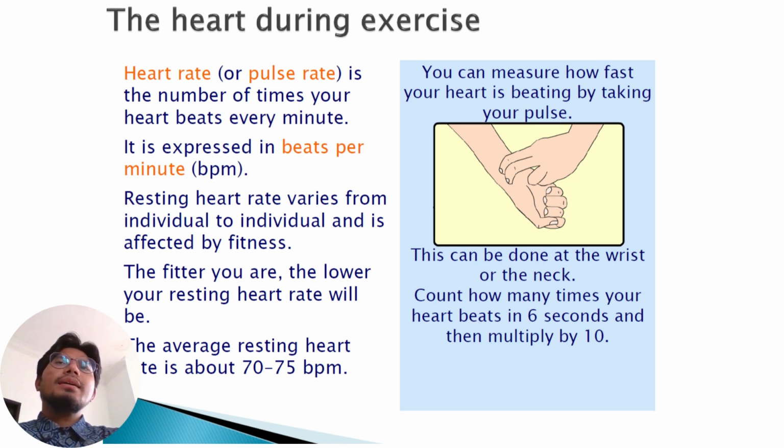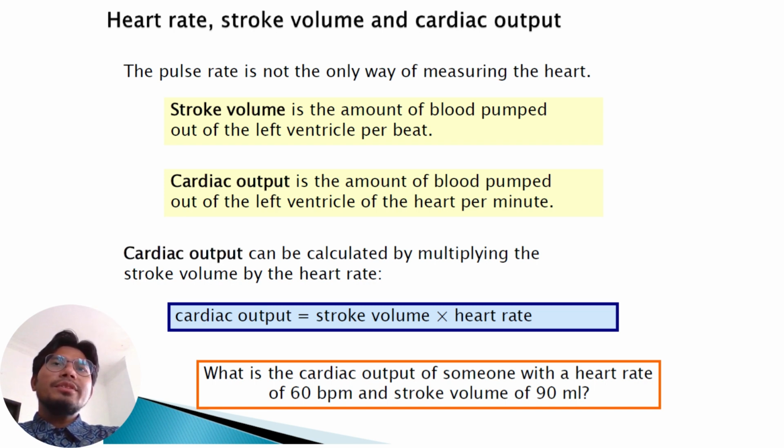Some information on the heart during exercise. Heartbeat can be measured based on heart rate or pulse rate, expressed in beats per minute. Normally, during resting time, the human heart beats in the range of 70 to 75 beats per minute. However, the rate will increase during exercise. Not only heart rate is influenced during exercise, there is also stroke volume. Stroke volume is the amount of blood pumped every time the left ventricle contracts. Cardiac output is the result of stroke volume times heart rate. Cardiac output is another factor that influences the capacity of a person in doing exercise.